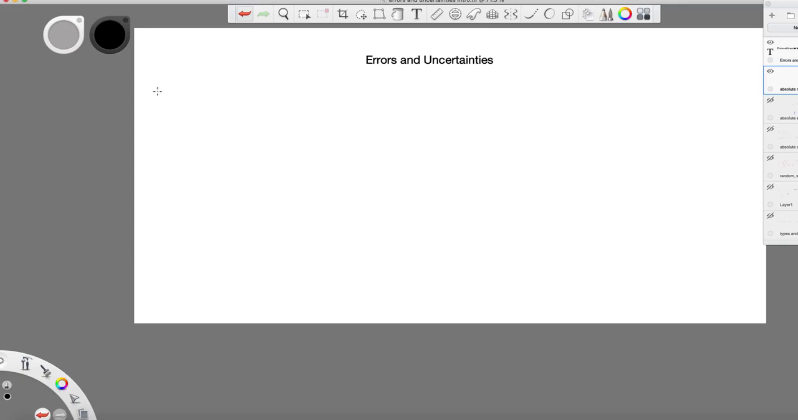Looking then at the treatment of absolute uncertainties.